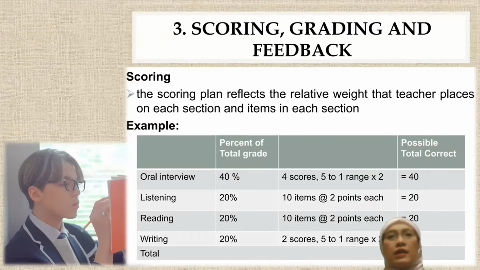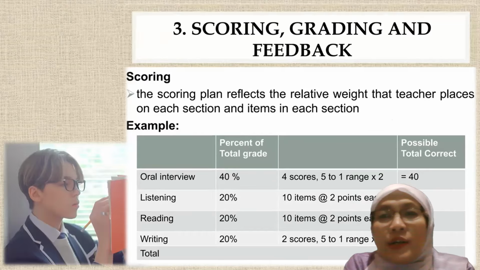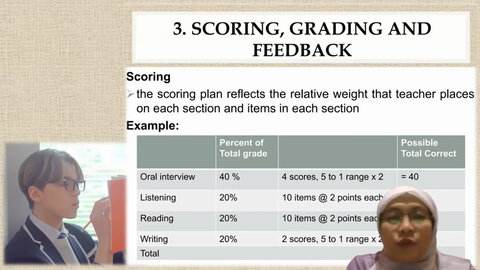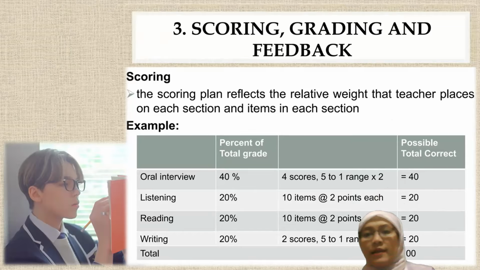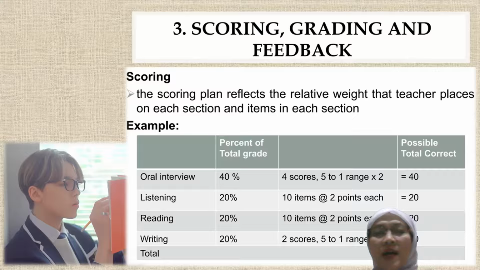Okay. Now, we are going to talk about scoring, grading, and feedback. Scoring plan reflects the relative weight that the teacher places on each section and items in each section. Jadi gimana si teacher memberi pembobotan ya. So for example for a proficiency test, ingat ya, proficiency itu ada beberapa skill yang dinilai. There will be oral, listening, reading, writing. Nah, from here the teacher and administrator decide. Ini kayaknya yang susah itu oral kan. So that's why the score for oral is 40%. Listening, reading, and writing, there will be 20% each.